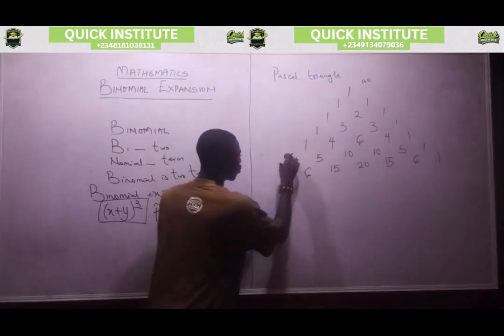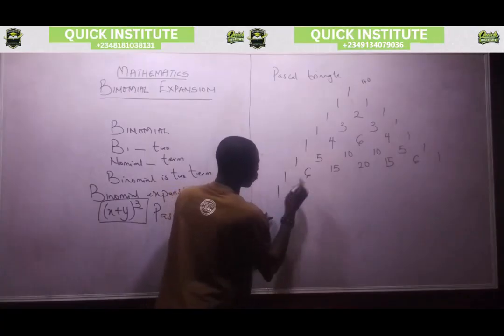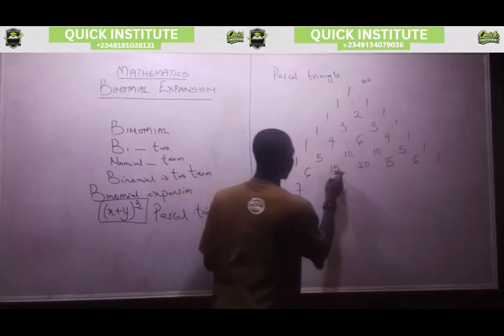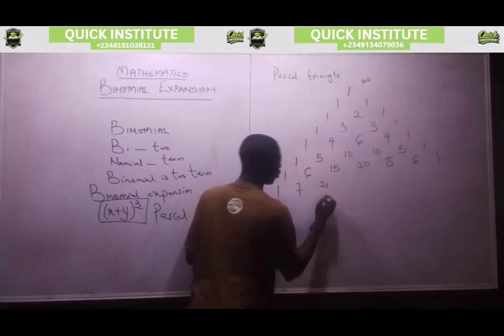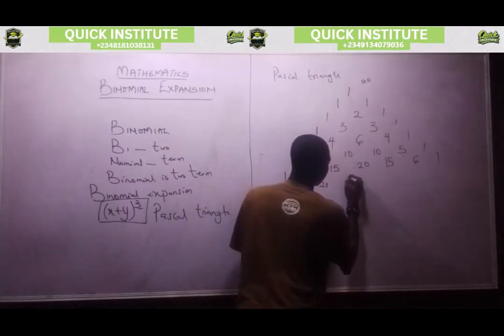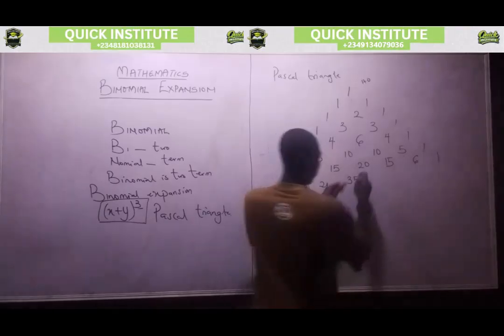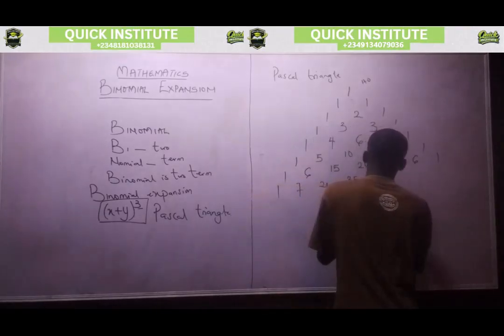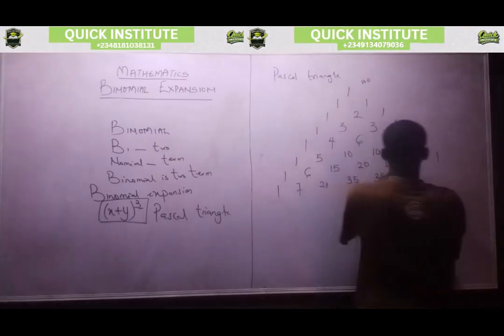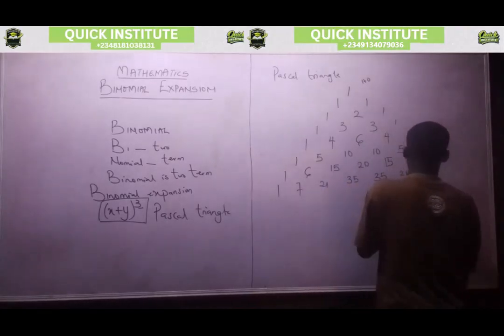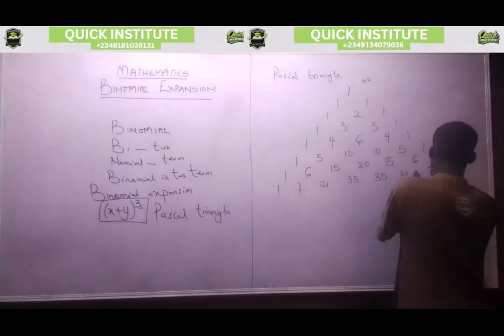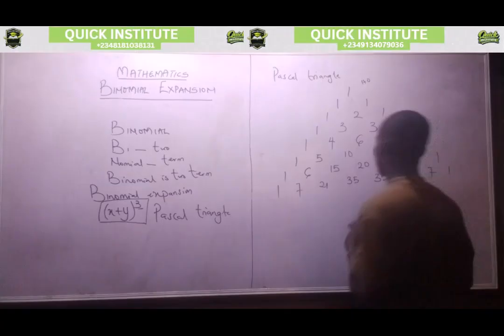You have 1 plus 0 is 1. 1 plus 6 is 7. 6 plus 15 is 21. 15 plus 20 is 35. And 20 plus 15 is 35. 15 plus 6 is 21. 6 plus 1 is 7. And 1 plus 0 is 1. That's where I will stop.